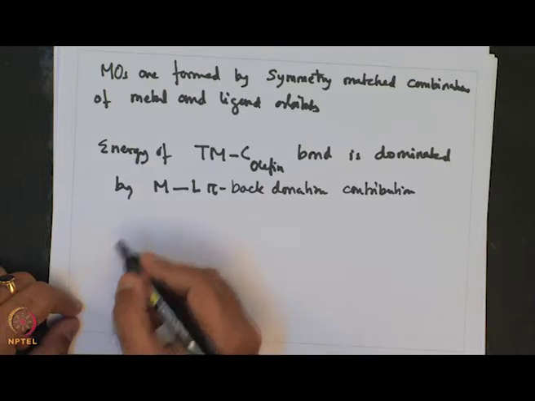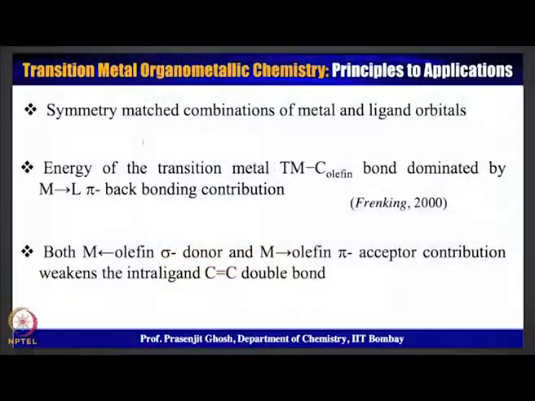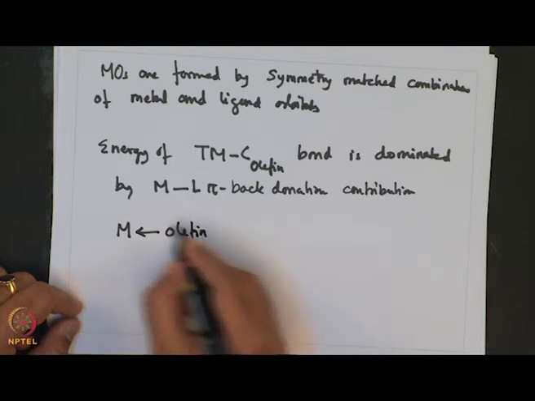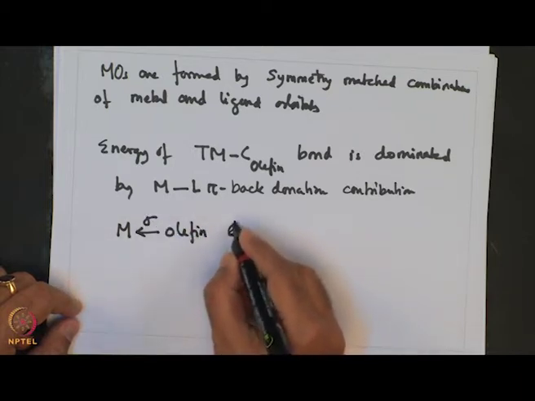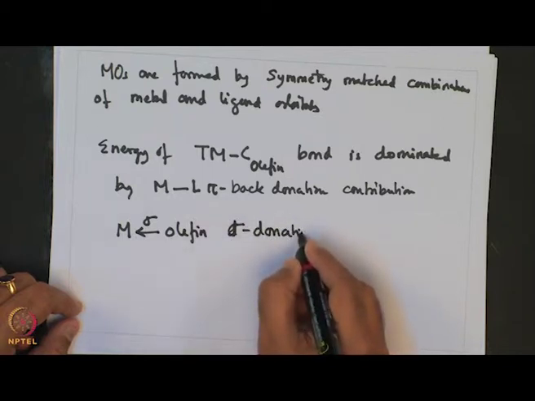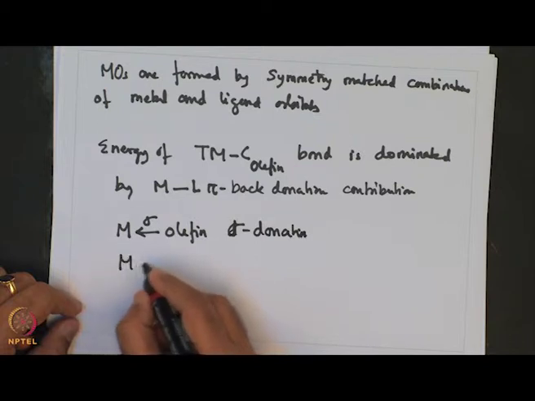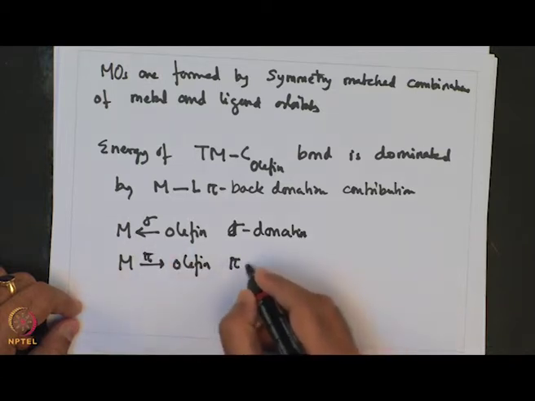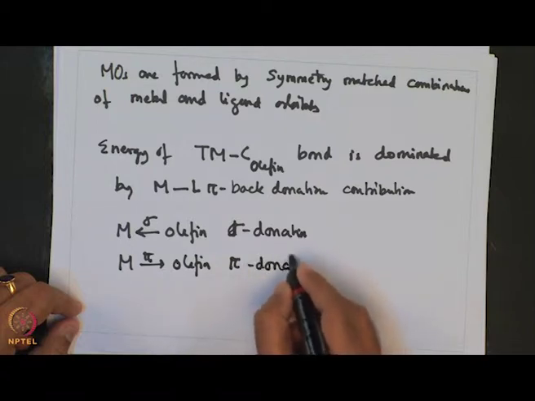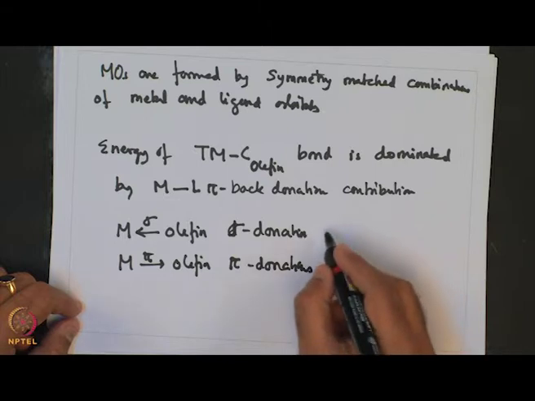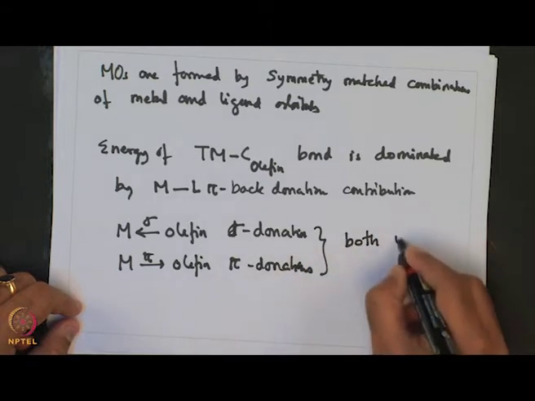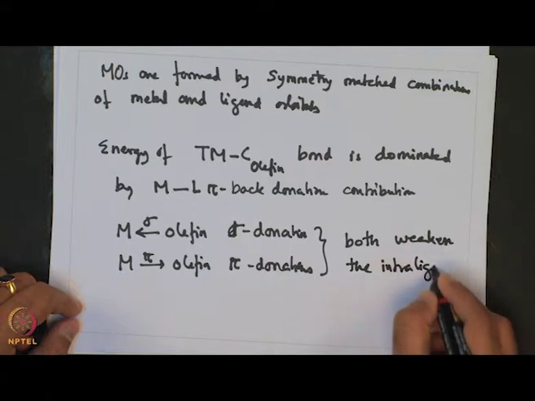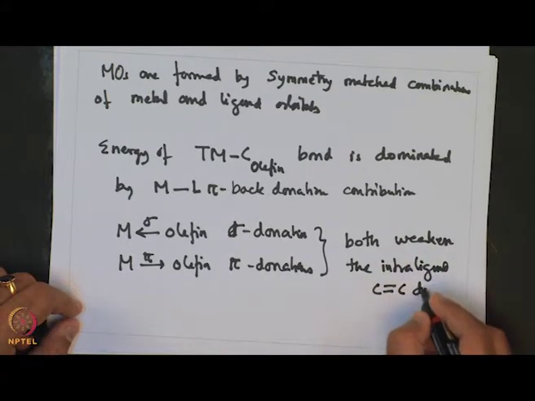And another important aspect of this forward sigma donation and pi back donation is the fact that olefin to metal sigma donation and metal to olefin pi back donation both weaken the intraligand CC double bond.